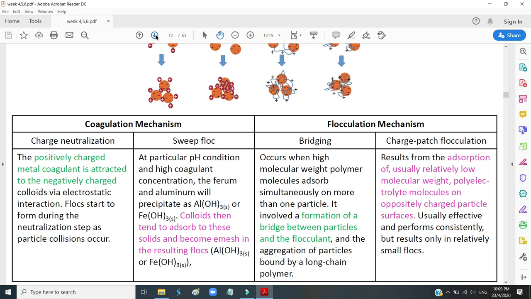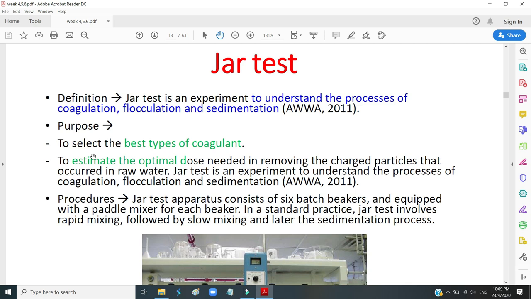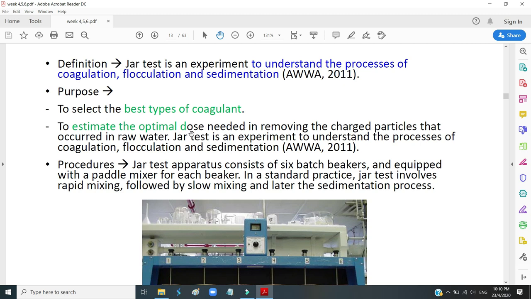After that, jar test. Jar test is an experiment to understand the process of coagulation, flocculation, and sedimentation. So why do we need this test? In order to select the best type of coagulant, and also to estimate the optimal dose. That means optimal dose is how much we should put in removing the charged particles that occur in raw water.